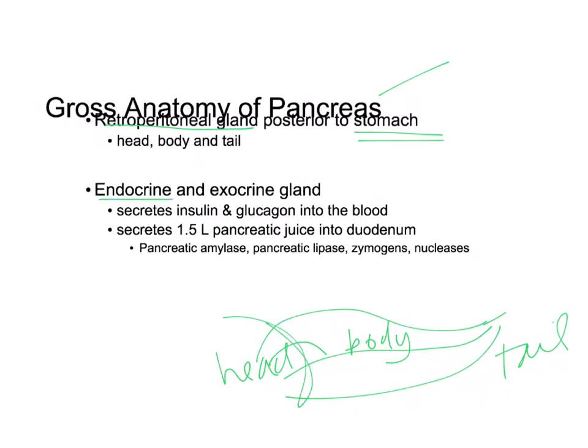Remember, it's an endocrine and an exocrine gland. It makes insulin and glucagon, two hormones, and dumps them into the blood. But its exocrine function is to secrete pancreatic juice into the duodenum. Some of the things found in pancreatic juice are pancreatic amylase, which is going to break down starch.